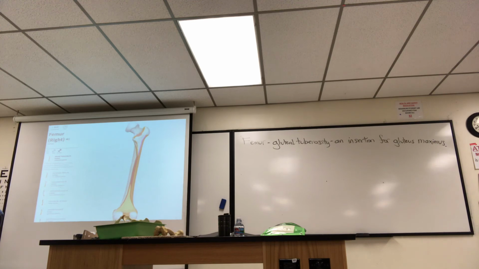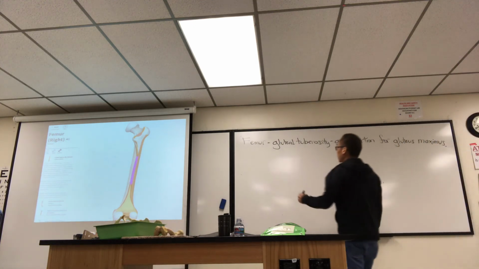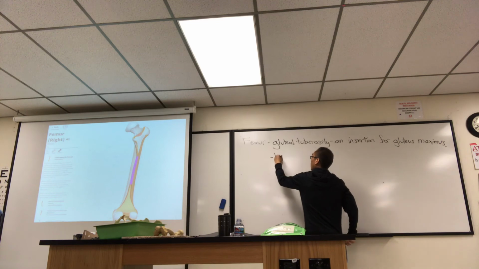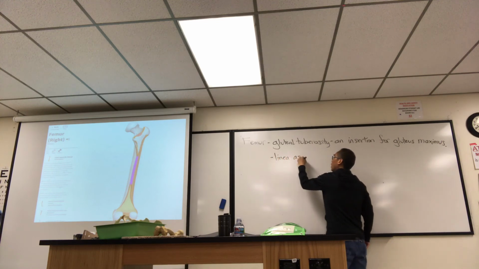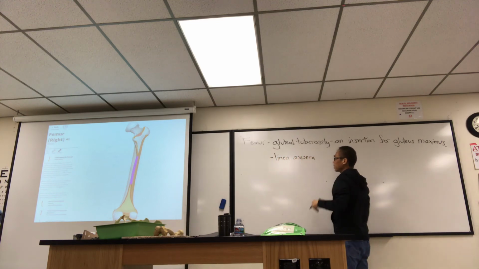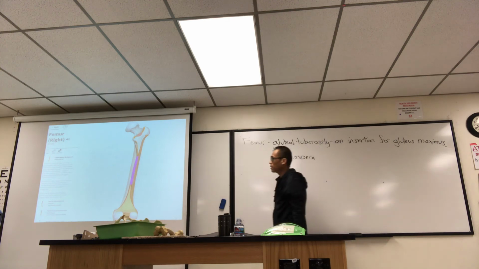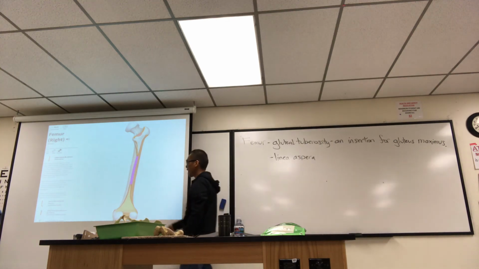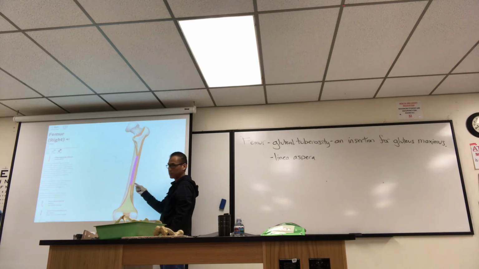So this is a posterior aspect. I'm gonna highlight linea aspera in purple. Shows up okay there, that line right in the middle. Linea aspera. It's a line. And there are two muscles that attach there. One is a big muscle called the adductor magnus. The other is a smaller muscle called the short head of biceps femoris. So know both of those.